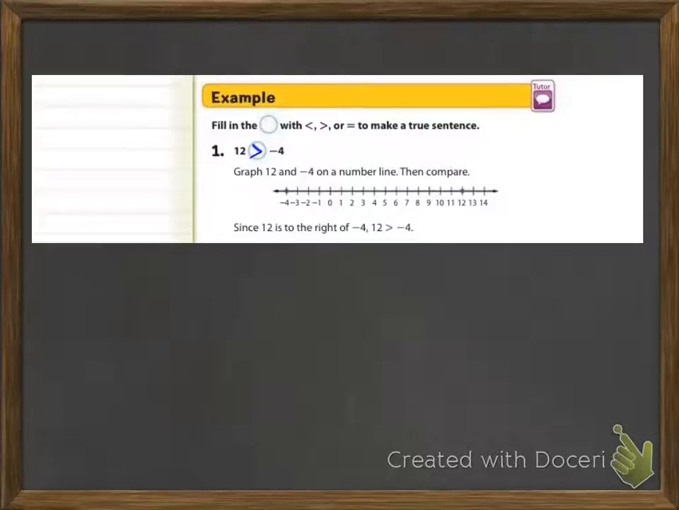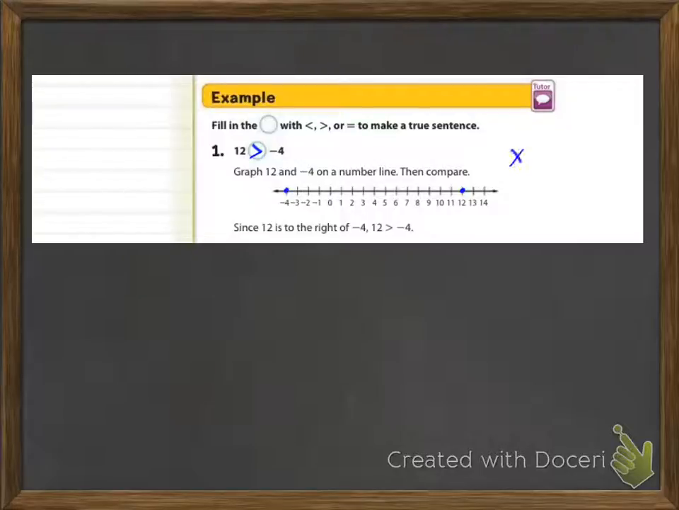Then it wants us to compare this on the graph. Now you can see where they put the dots here. 12 they put right over here. You can see a blue dot, which I'm going to go ahead and darken mine. And then you can see negative 4 on the number line, so I'm going to darken mine again, and it's right there.